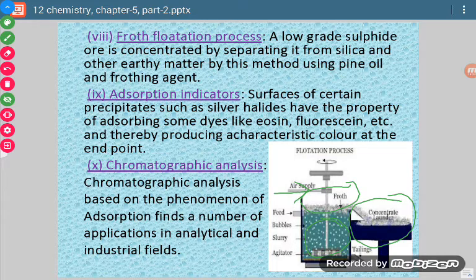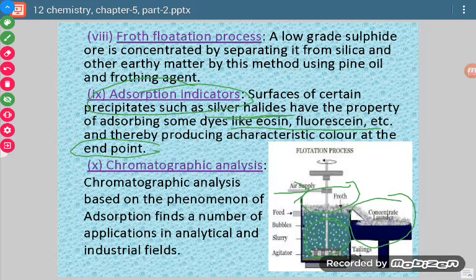Now similarly, adsorption indicators. Some compounds like silver halides have the property of adsorbing some dyes, like eosin, fluorescein, etc. And we know that indicators are substances which give different colors in different mediums. So they will also give some characteristic color at the end point.